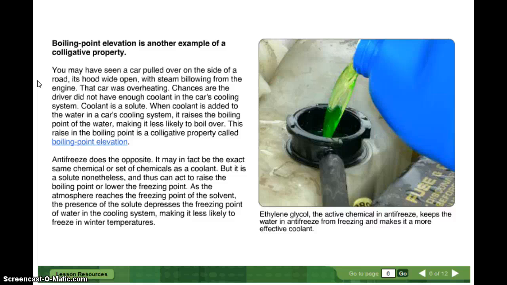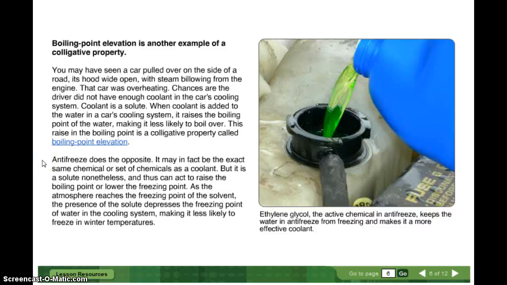Coolant is a solute. When coolant is added to the water in the car's cooling system, it raises the boiling point of the water, making it less likely to boil over. This raise in the boiling point is a colligative property called boiling point elevation.